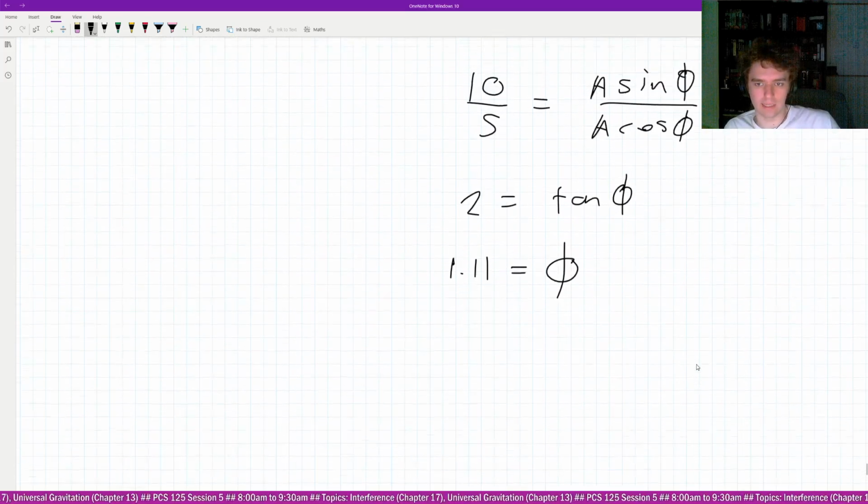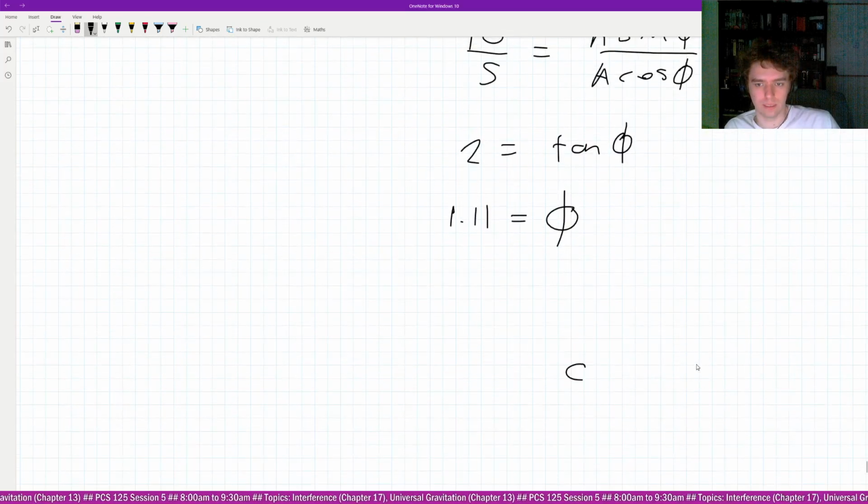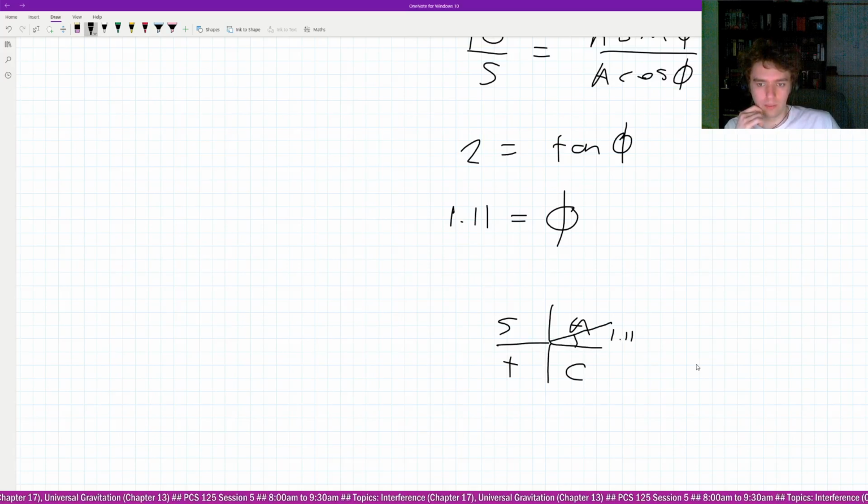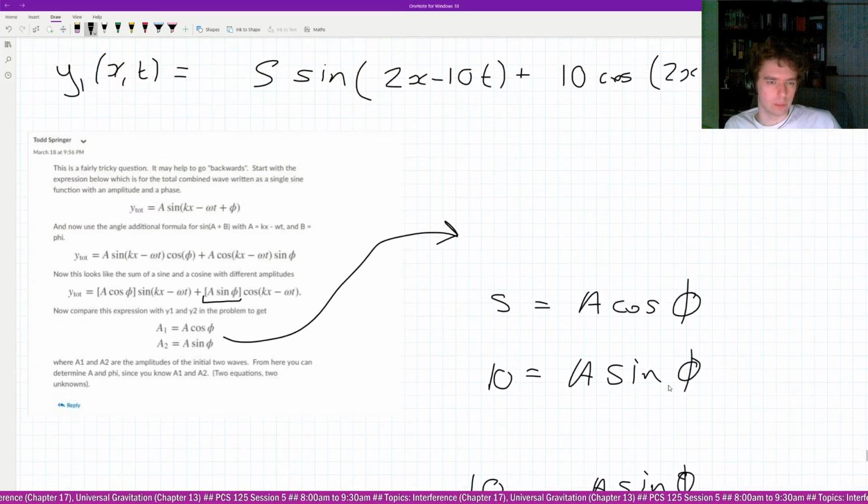Because tan has CAST. Tan is positive here and here. So that's my reference angle that I just got, 1.11 radians. I can also go to the third quadrant, which would be pi plus that. So the other answer could also be 4.249 radians. Not quite sure how we decide which one, though.